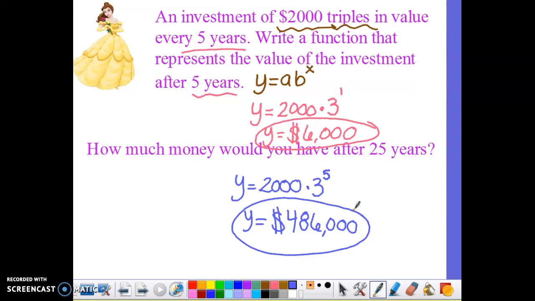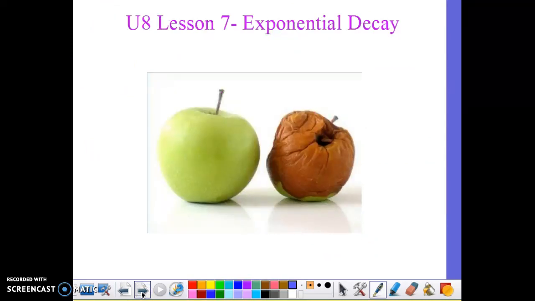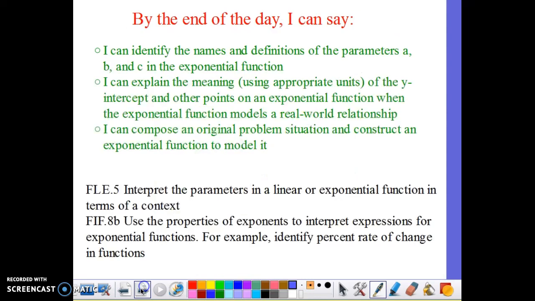Right now, though, we are going to go ahead and start talking about decay. So we know with exponential growth, our numbers start out small, and then they get real big, real fast. With decay, however, our numbers are going to start big, and they're going to get really small, really fast.